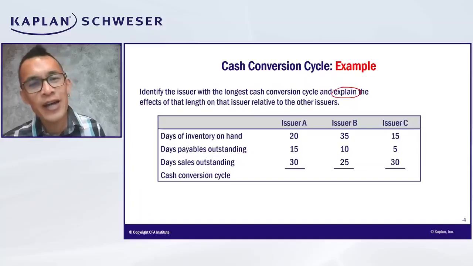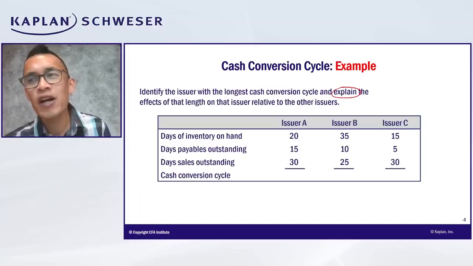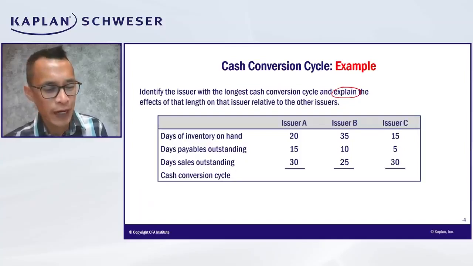Now they're not necessarily presented in the order that they appear, so you've got to read carefully, because the inventory on hand is first, and then the days of sales outstanding, and then you minus out the payables, but it's not presented that way. So be careful and don't rush and read very carefully.